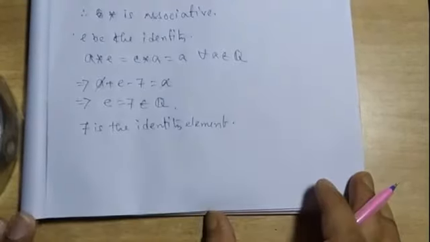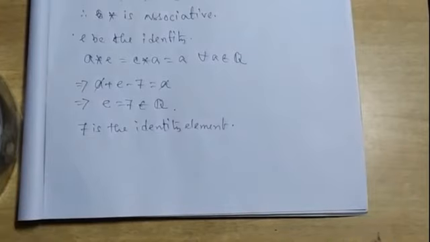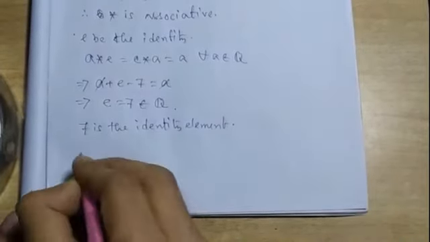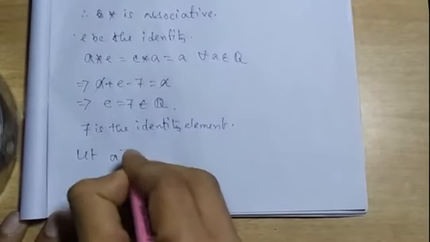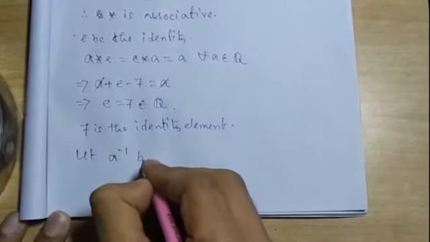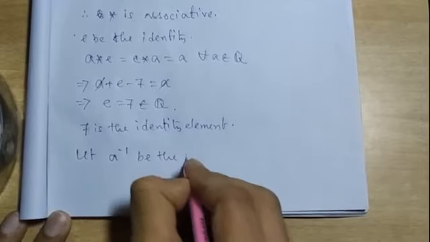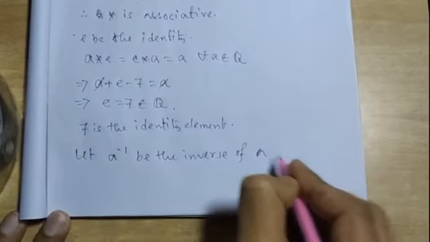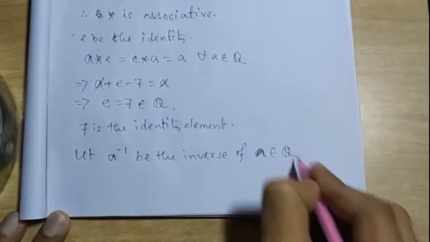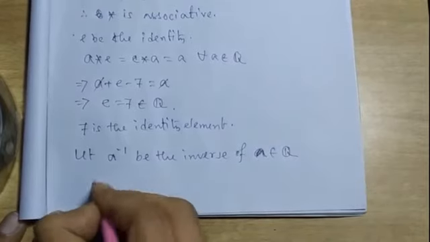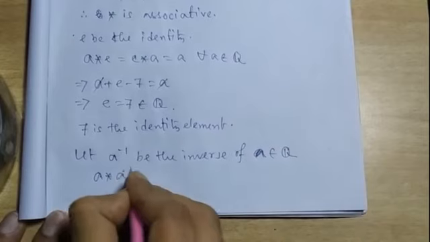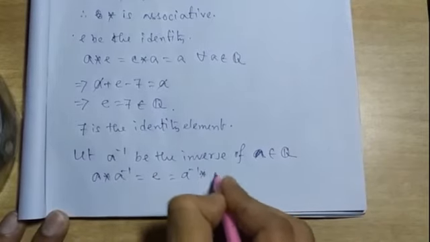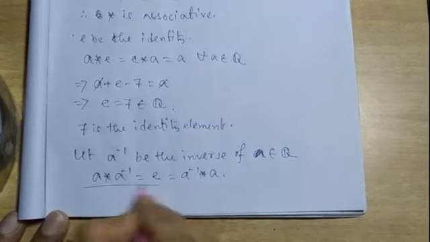Lastly, we need the inverse of A. We have to find A inverse for each A. So let A inverse be the inverse of A belonging to Q. Then what we can say? A star A inverse equals E equals A inverse star A. Now we work with this.